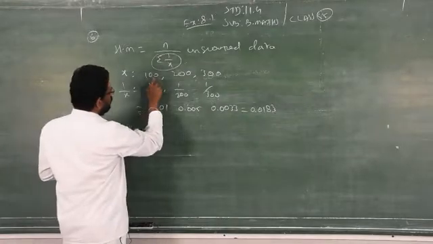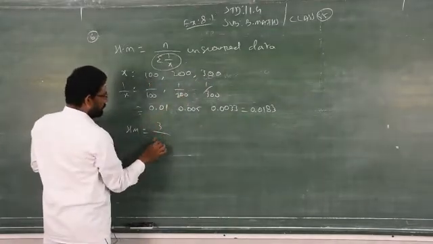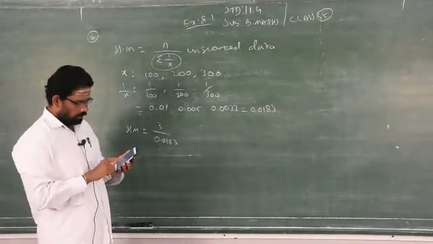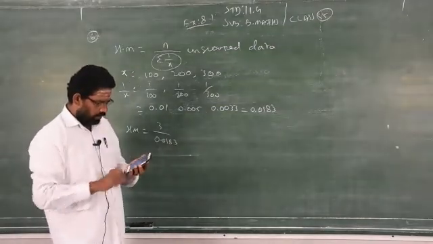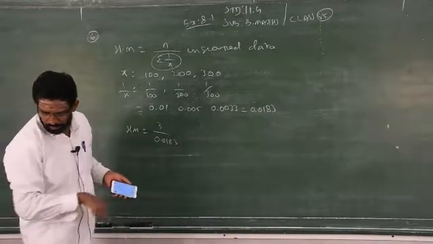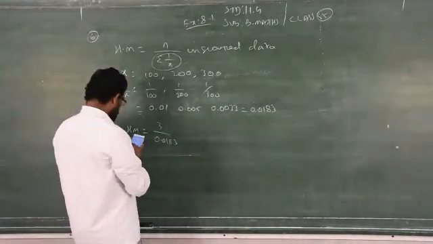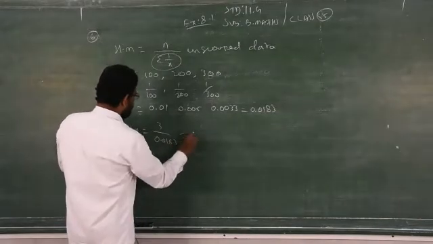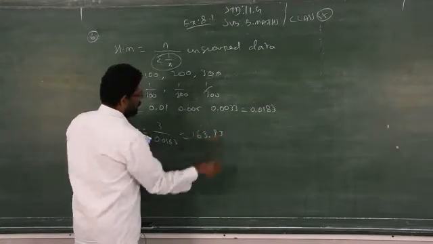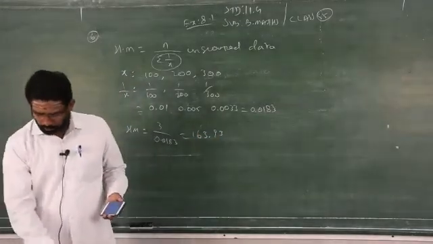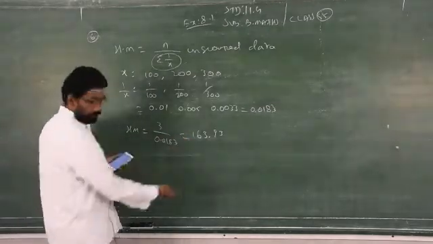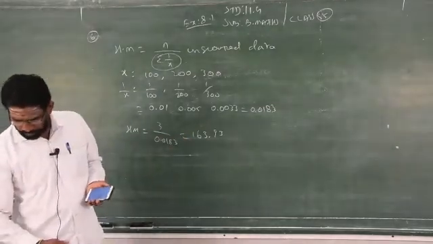How many data are given? 1, 2, 3. So 3 by 0.0183. Clear? So just divide and you will get the required answer, that is 3 by 0.0183. So what will be the answer? 163.93. So there is a little difference from the book answer.